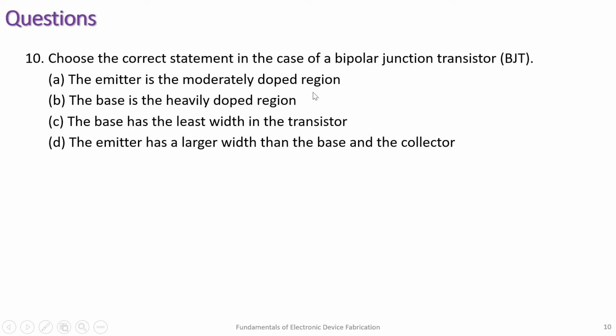Emitter is moderately doped region. Base is the heavily doped region. Base has the least width in the transistor. Emitter has a larger width than the base and the collector. It is a fairly direct question. Yeah, the base has the least width in the transistor.